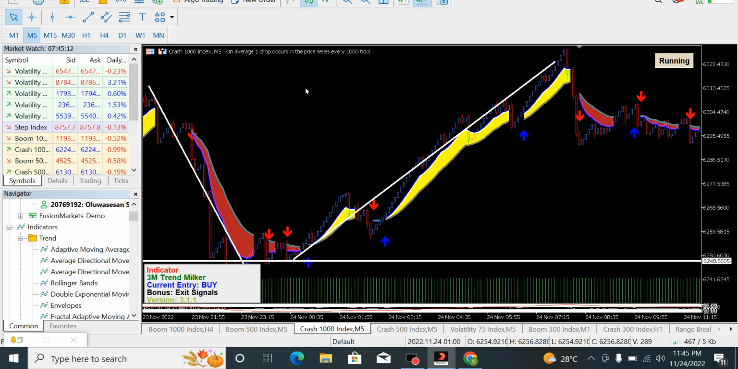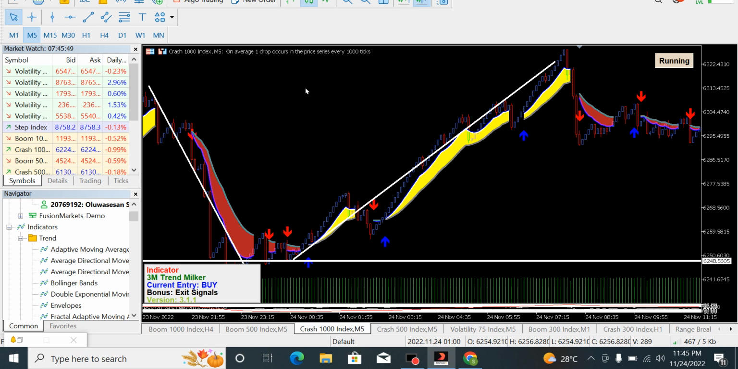Like someone sent to me this morning that all he has to do is set up the 3M Trend Milker indicator on the system, trade with it, then withdraw, and after that he repeats the process all over again. He sets up the indicator, trades with it, withdraws, and he has been doing that all this while. It makes it very easy for him to withdraw from the platform, and I'm really excited when you guys are withdrawing from the trading platform.